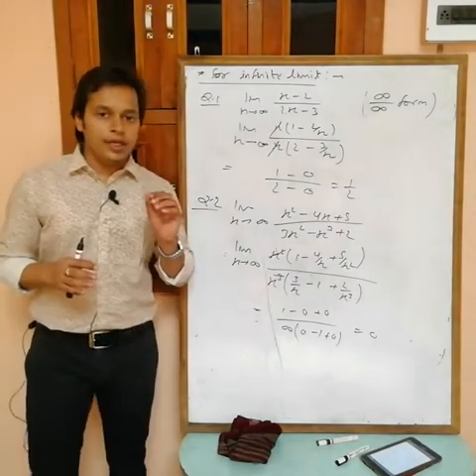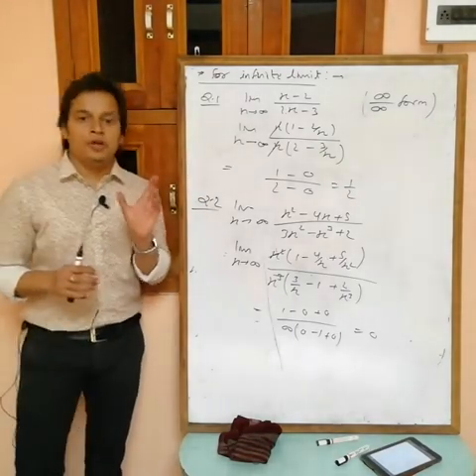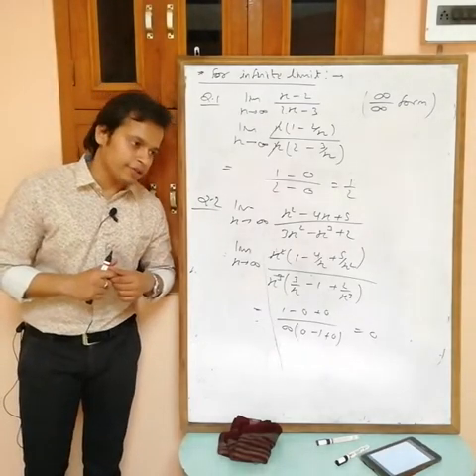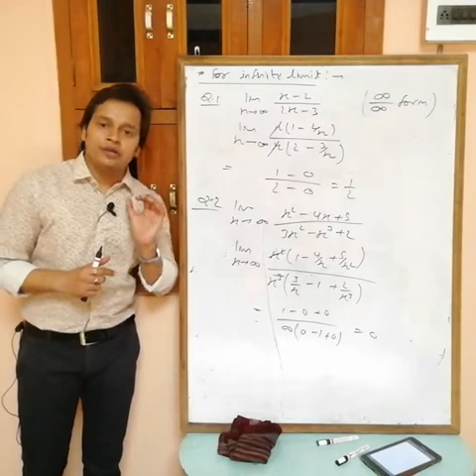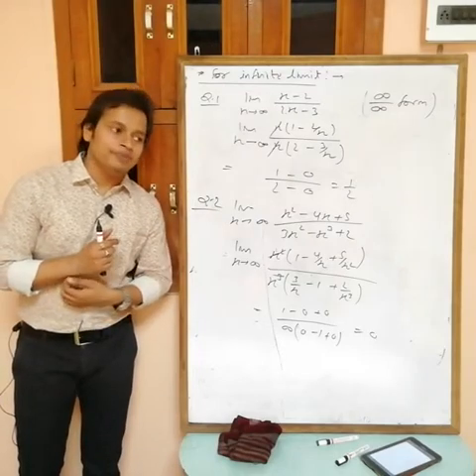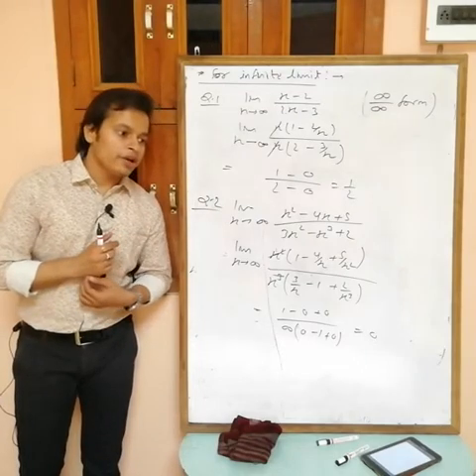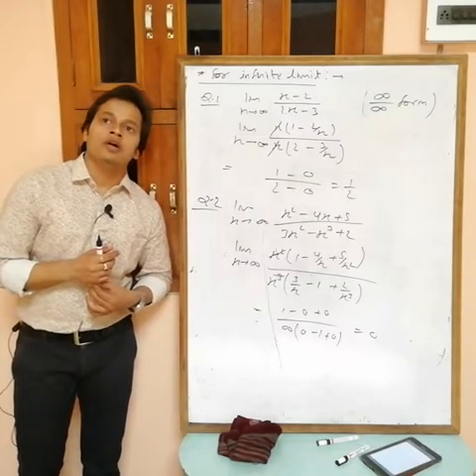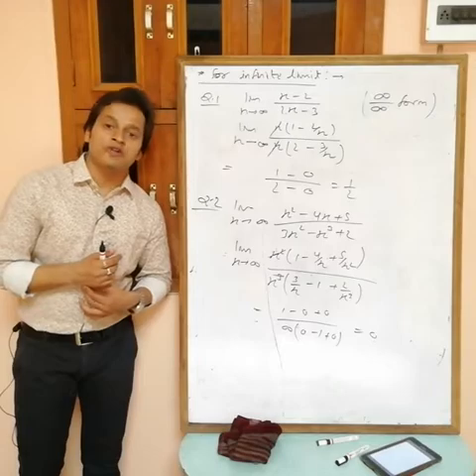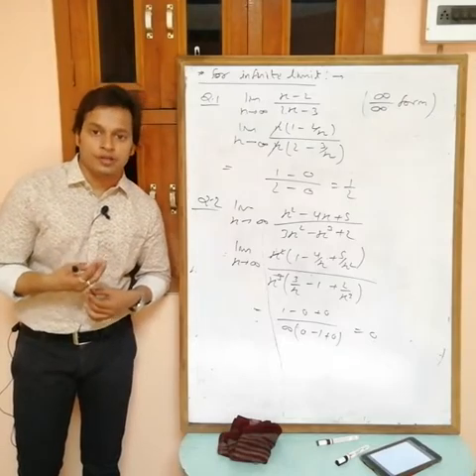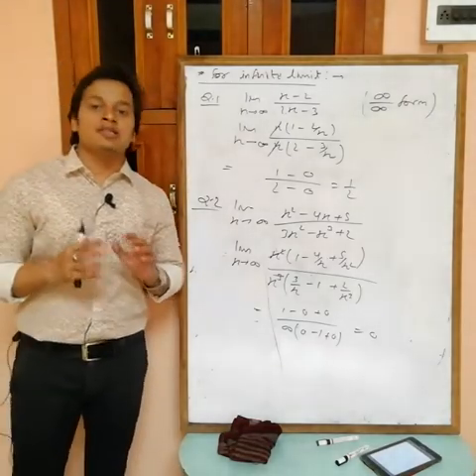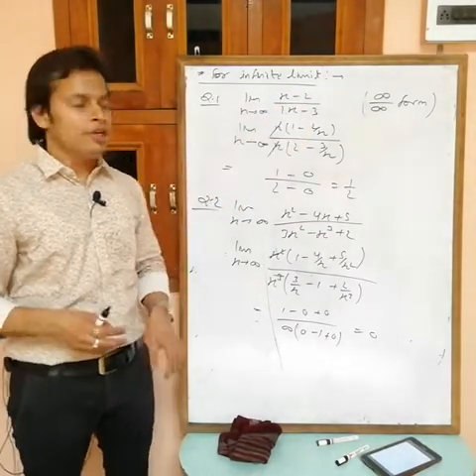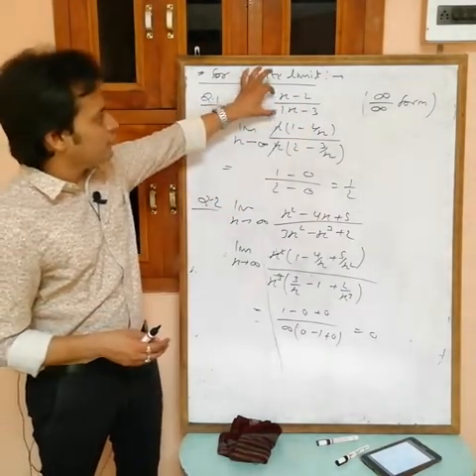See, if in numerator and denominator both we have polynomial functions in terms of x, and x is tending to infinity, then the answer is the ratio of the coefficients of the highest power of x of numerator and denominator. If the highest power of x is the same, like this one where it is 1 and 1, the answer is directly the ratio of coefficients, 1 by 2.